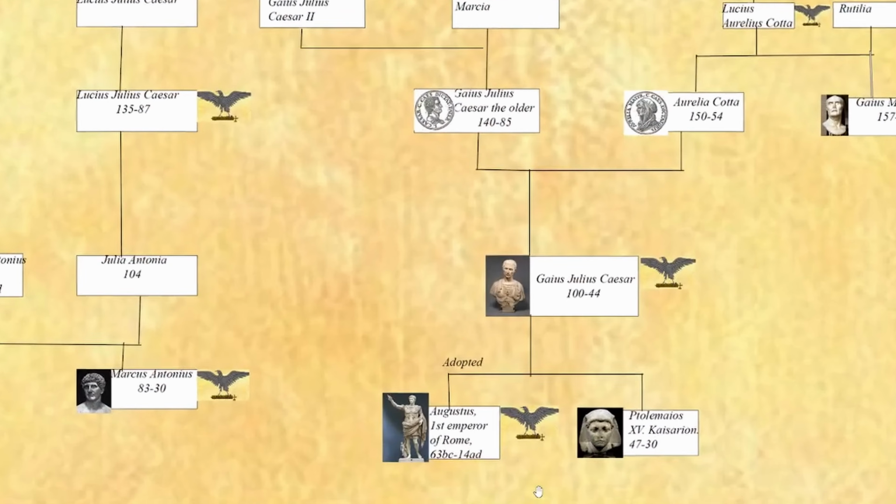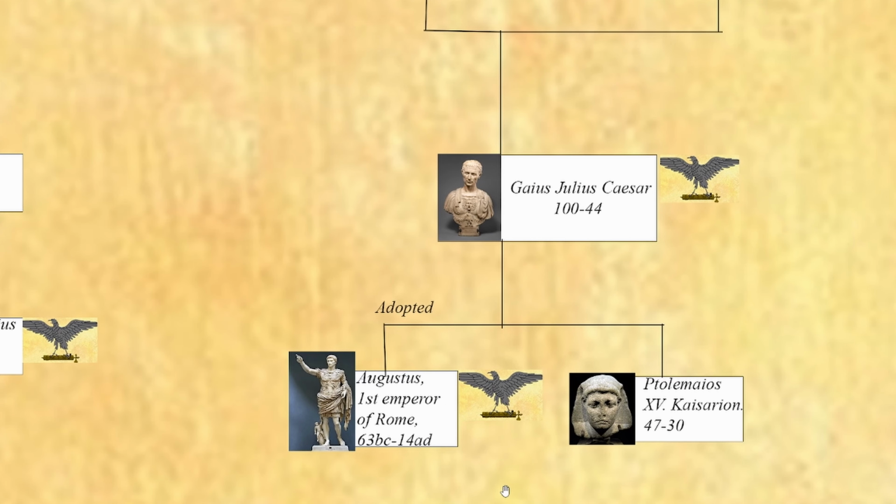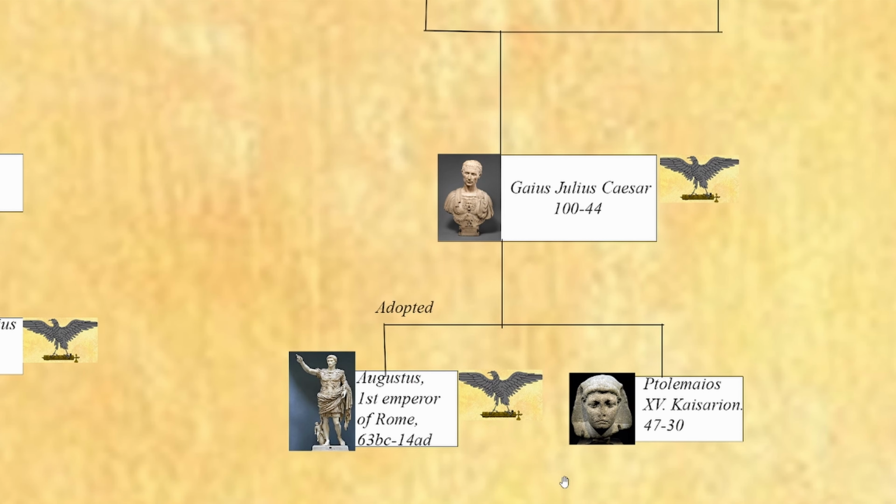Here we can see Emperor Augustus. He was the first emperor of Rome after the defeat of Mark Antony at the Battle of Actium. Augustus was also a consul at the time of the Roman Republic, as we can see this eagle. And Caesar also adopted him, and he was his grandnephew.